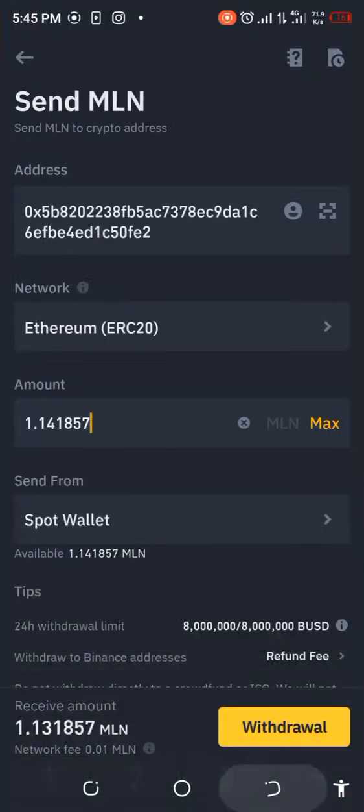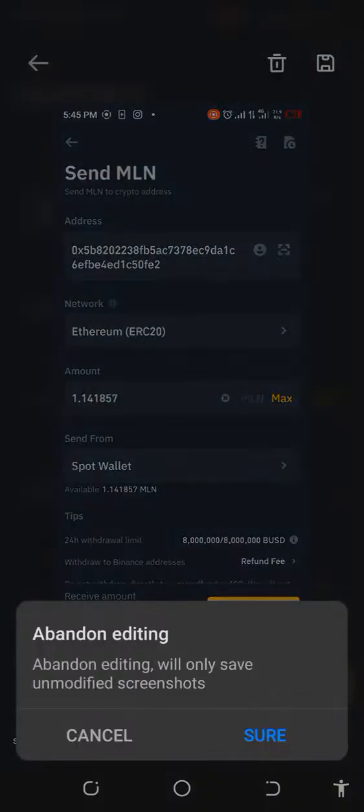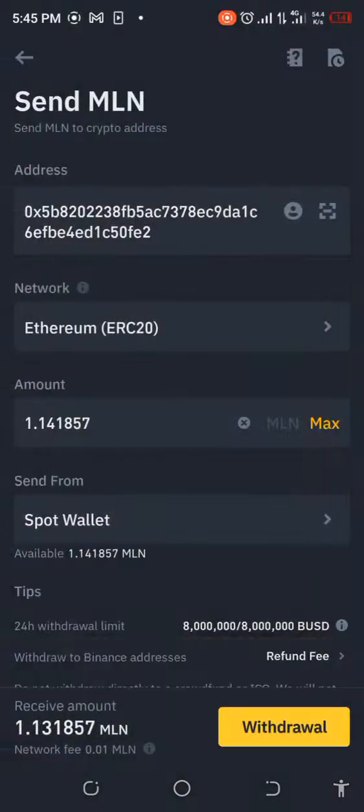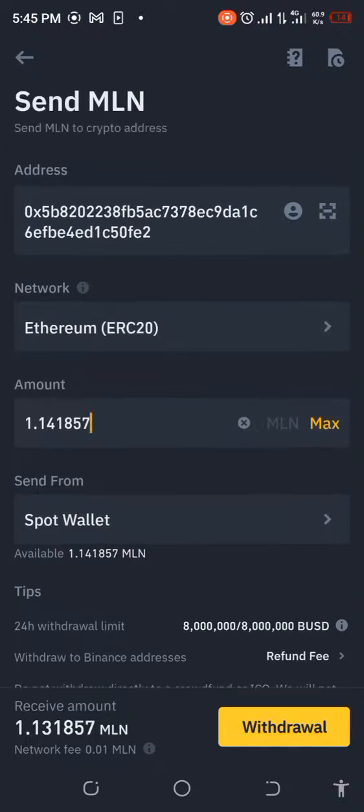Everything is fine. So it will tell me if there's any minimum withdrawal. Let's go ahead. I'll just take a screenshot. We're going to receive 1.13. As you can see here, we're going to receive 1.13. Okay. So we're going to see 1.1313. That is fine. It was 1.14, but they've taken out 0.1. Okay, so that's fine. Let's go ahead and click on withdrawal.